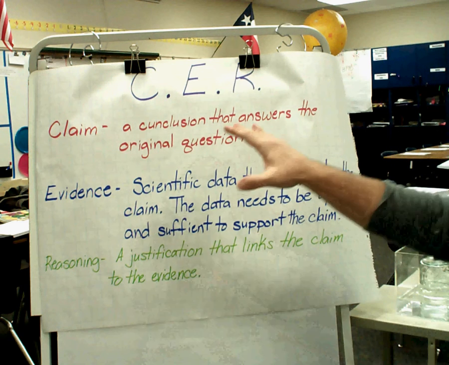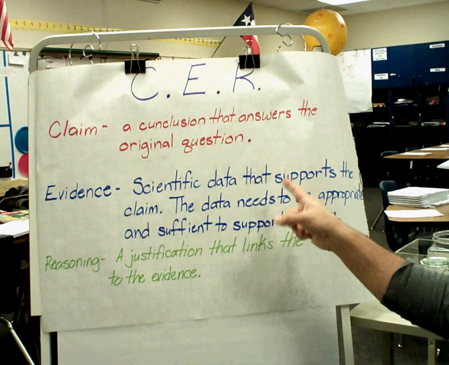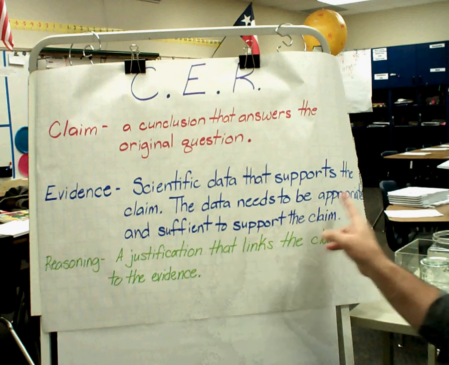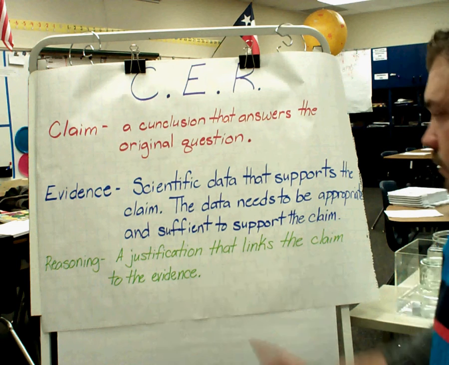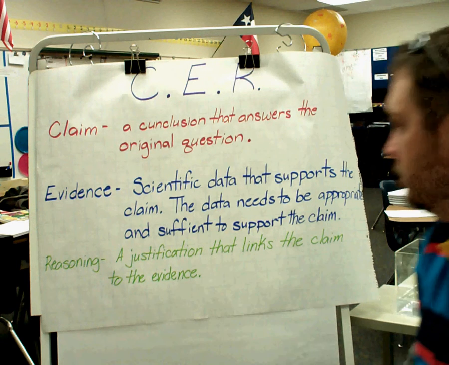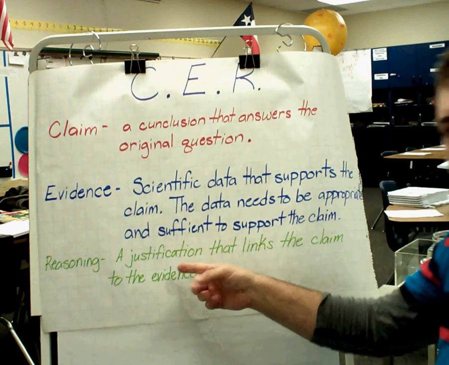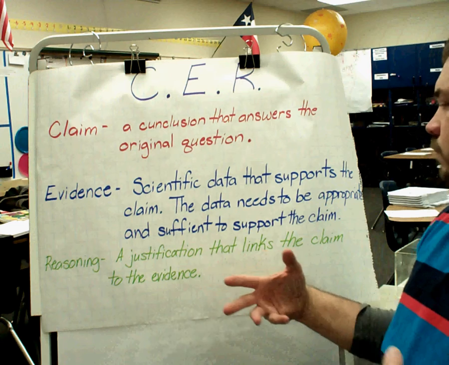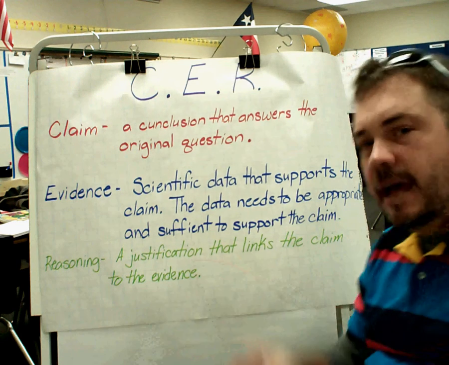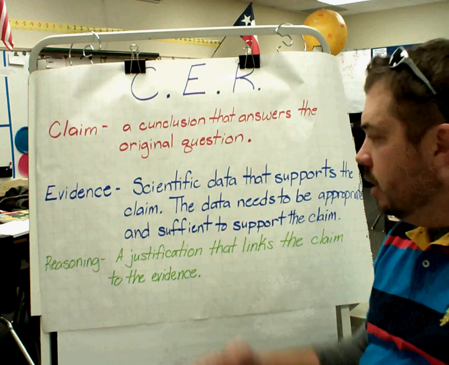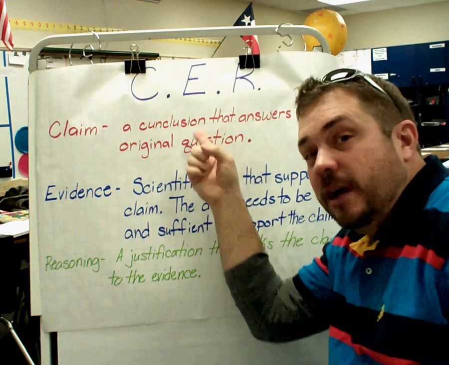So we need evidence to back this up. Evidence is scientific data that supports the claim. The data needs to be appropriate and sufficient. Appropriate means right for it. Sufficient, there has to be enough of it to support the claim. Finally, a reasoning, a justification, meaning an attempt at proving something, a justification that links the claim to the evidence. So with justification, you're making sure that this is the right data that answers this question. Okay.